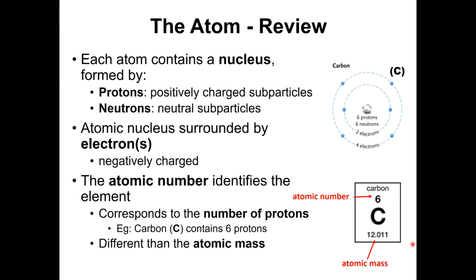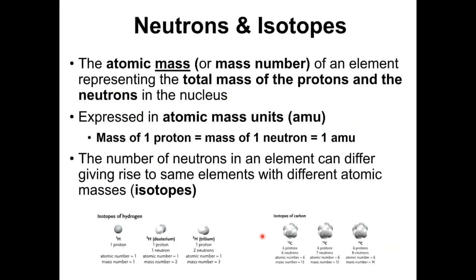Now, there's another value that you find in the periodic table, which is the atomic mass. Atomic mass is different than the atomic number. What it corresponds to is the mass of an element, which is represented by the total mass of the two main subparticles that make it up, so protons and neutrons. Electrons are not accounted for, the reason being that the mass of an electron is so small that you can basically ignore it.